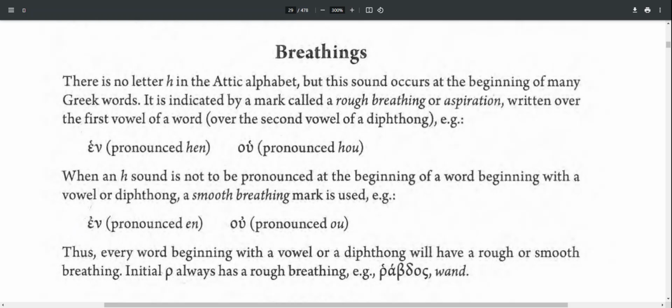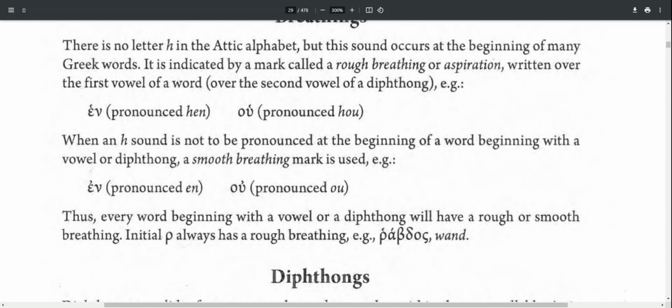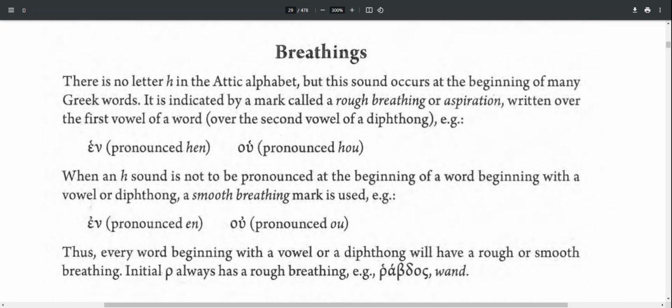And sometimes you have a different symbol, which is called a smooth breathing mark. This one you call a rough breathing mark. And this one you call a smooth breathing mark. It's a sign that there is no aspiration. So you pronounce like in, and oo. So that's what breathing marks are.